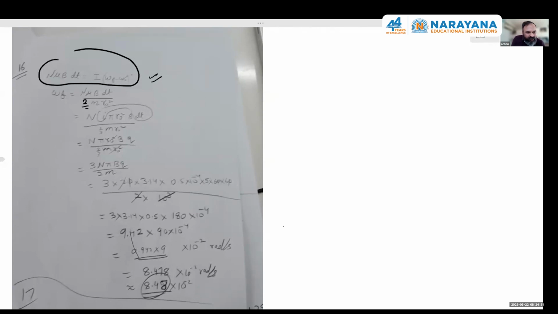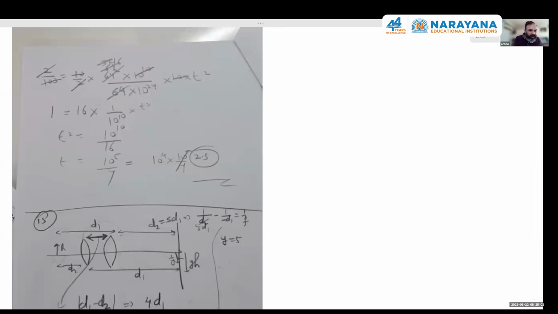This was 2 by 3 here. I substituted here 2 by 3. And I kept on solving here. After that, calculation of time. This is the gravitational problem. Then I went to this question number 15.